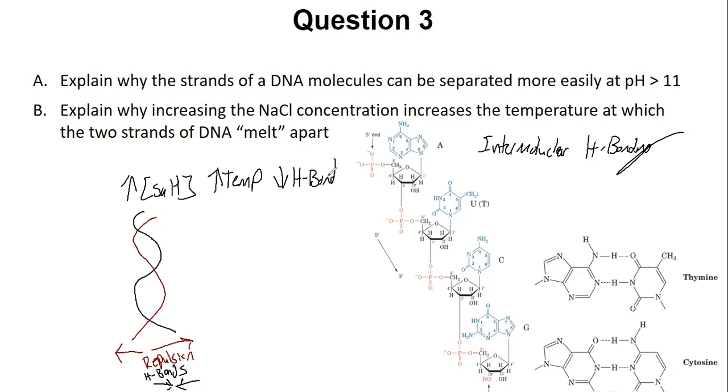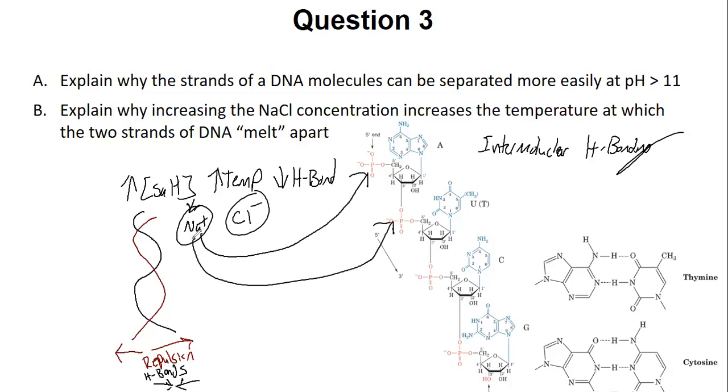The thing with salt is it's made out of 2 things. Depending on what salt, let's just use sodium chloride as an example. Positive sodium, negative chlorine. Positive and negative attract each other. So if you have a lot of salt in your DNA, all of these positive molecules are going to go and interact with the negative phosphates.